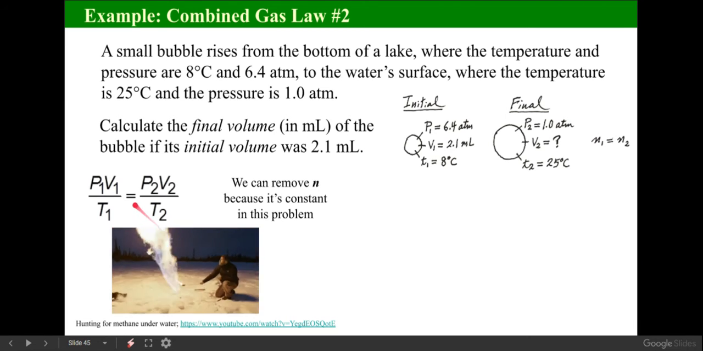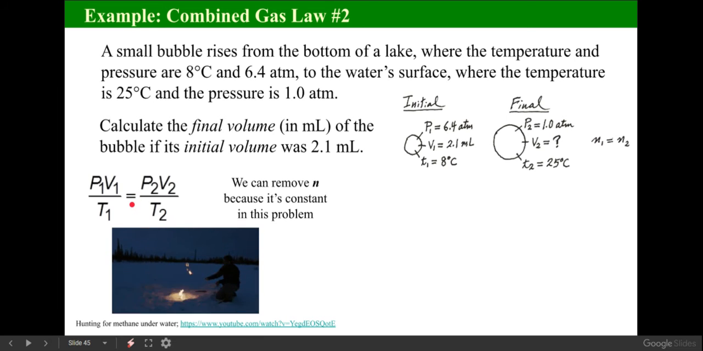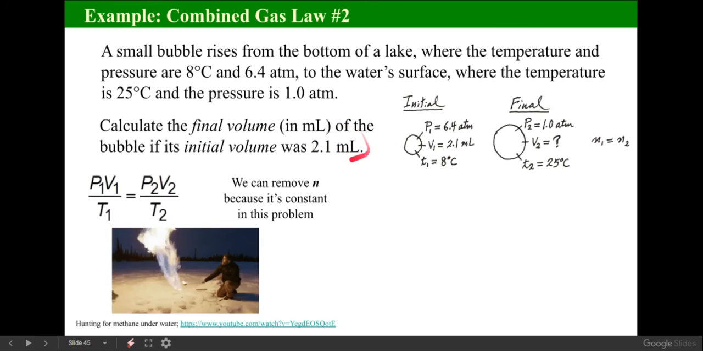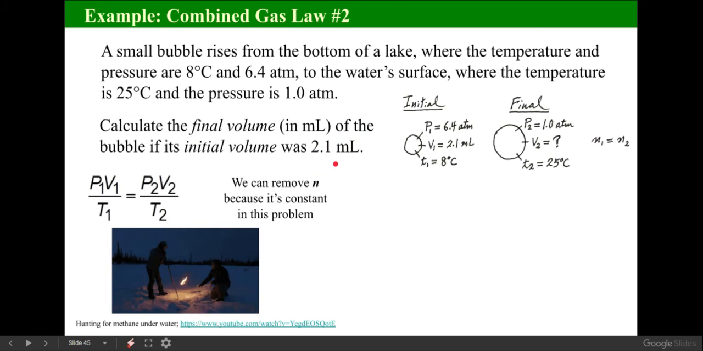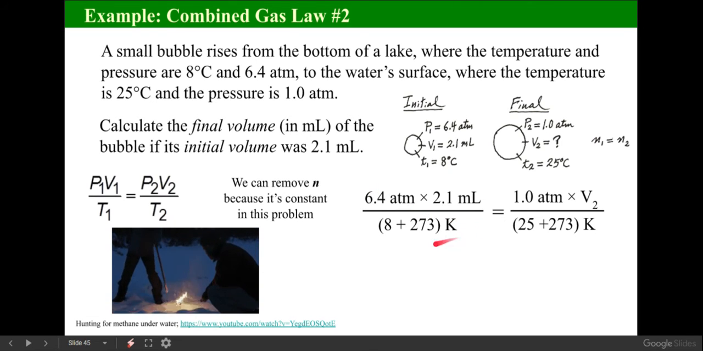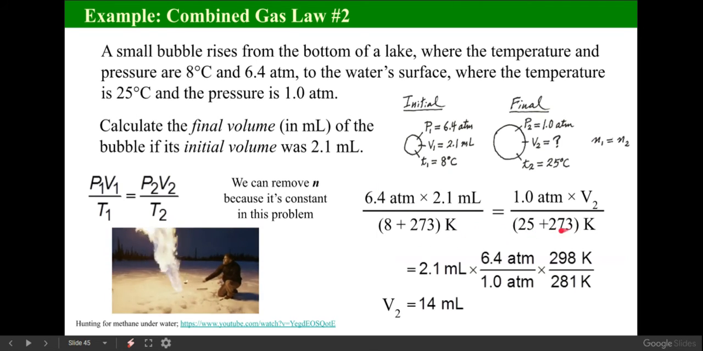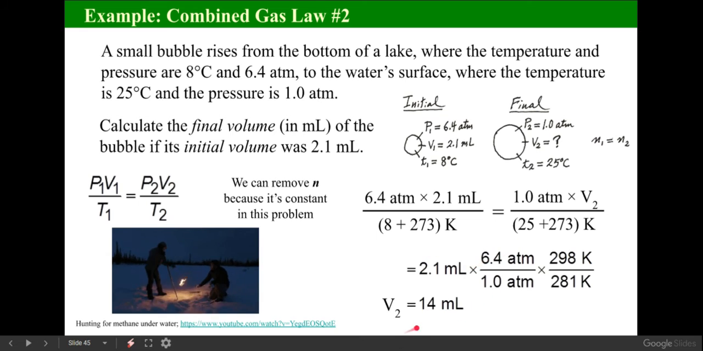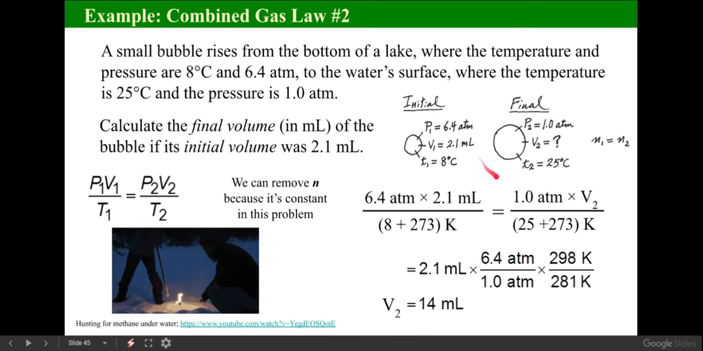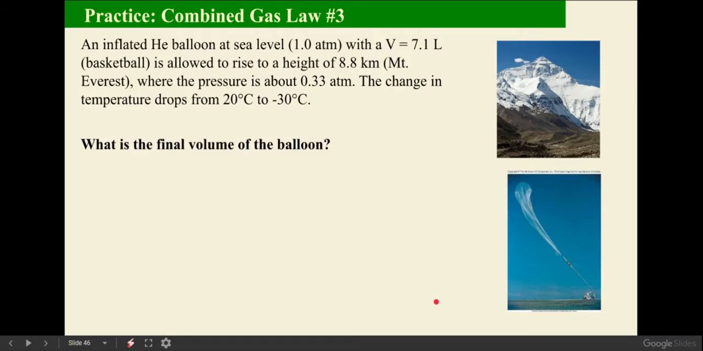So we use these laws just like the single gas laws. Now, because it's a ratio, unlike the ideal gas law, it is okay to use milliliters. You don't have to change to liters. However, you still have to use Kelvin. So you still have to add 273 to find that final volume. So our gas bubble went from 2 milliliters up to 14.